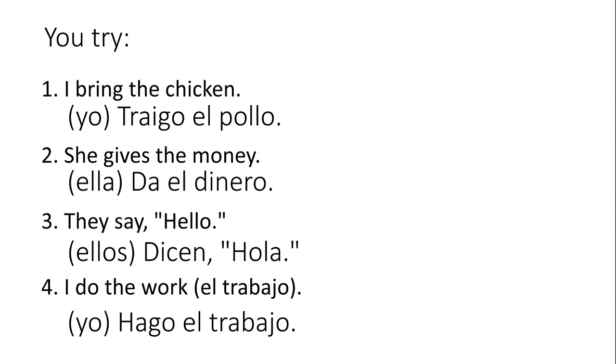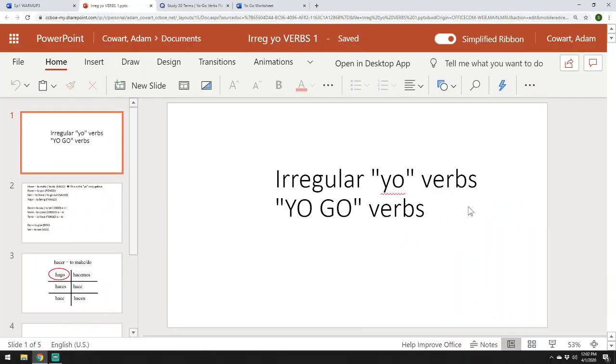She gives is da. They say is dicen. And I do is hago. Okay? So the yo go is one thing that you'll see pop up over and over. Yo traigo, yo hago, pongo, tengo, vengo, digo. Okay? And that was the whole lesson again.